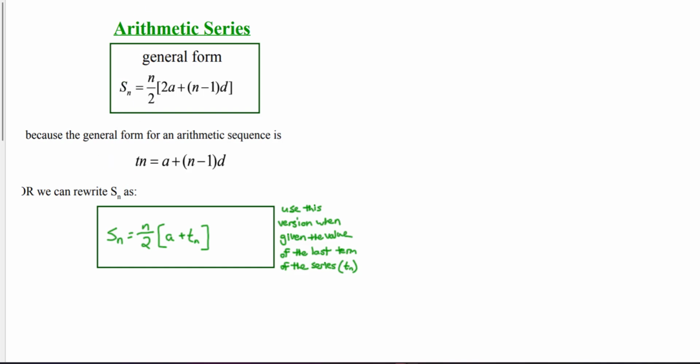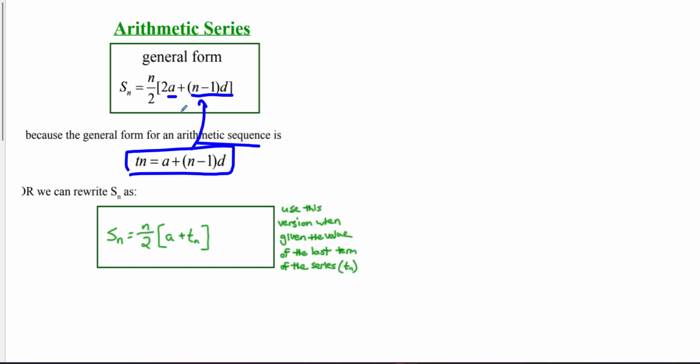Now we have a general formula for an arithmetic sequence is this, which is something I already showed you, where Tn is equal to a plus n minus 1 times d. And if you plug this part into here, you see how this is n minus 1 d and there's an a here?